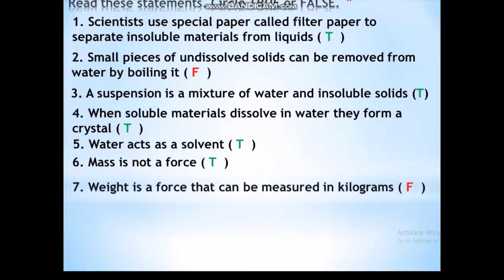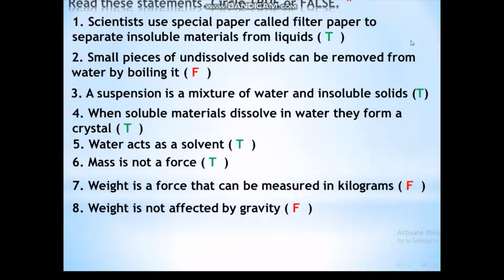That's true. 7, weight is a force that can be measured in kilograms. That's not true, because weight is measured in Newton. Next is number 8. Weight is not affected by gravity. That's not true, because weight is mainly affected by gravity. So when we take off this word, the sentence becomes true.